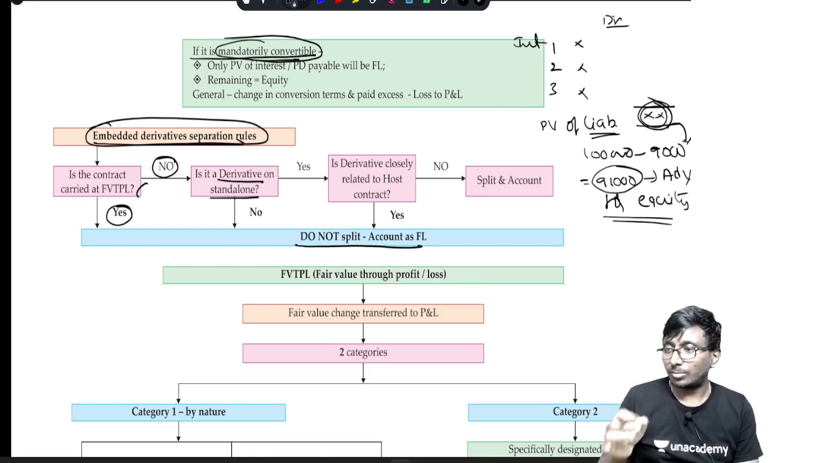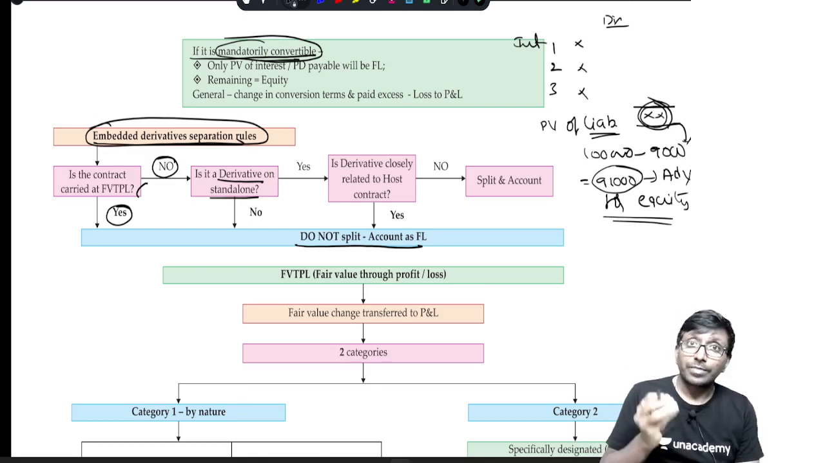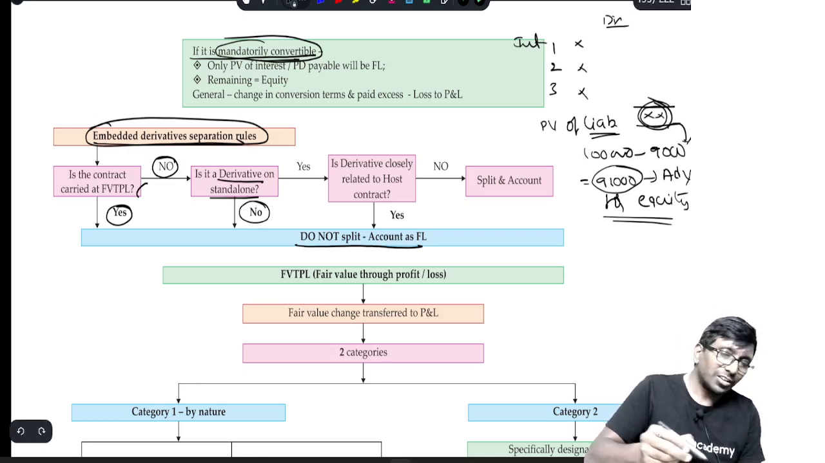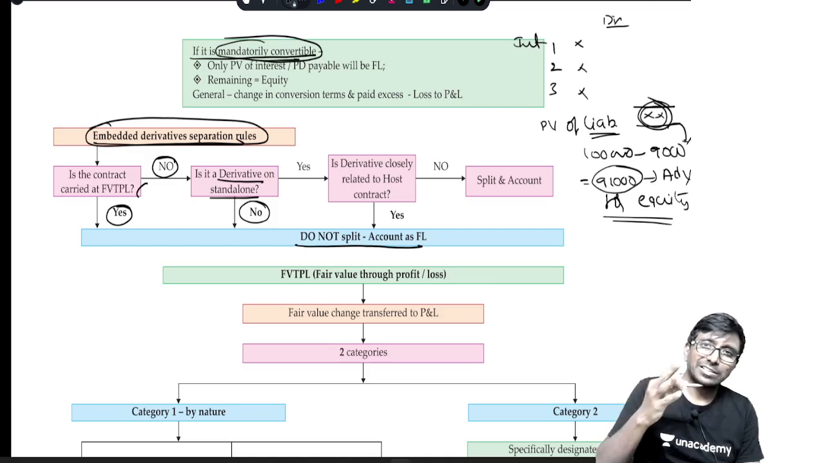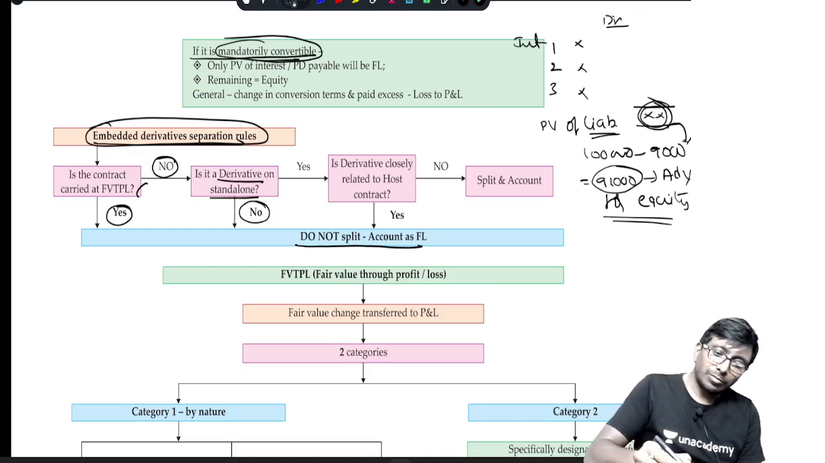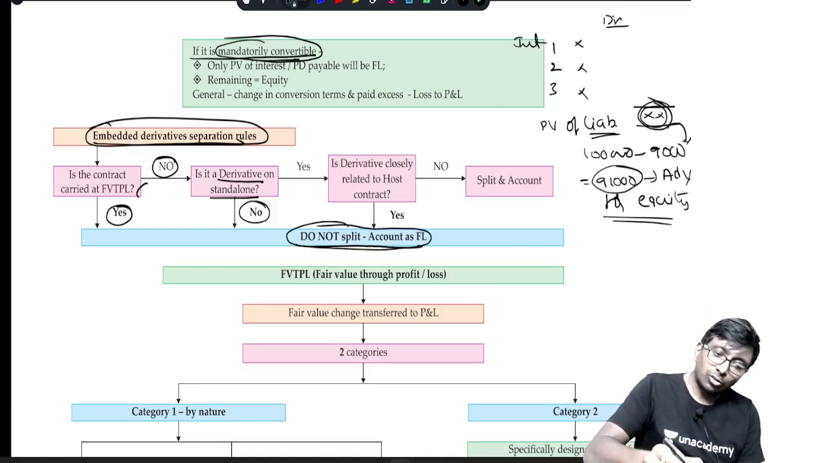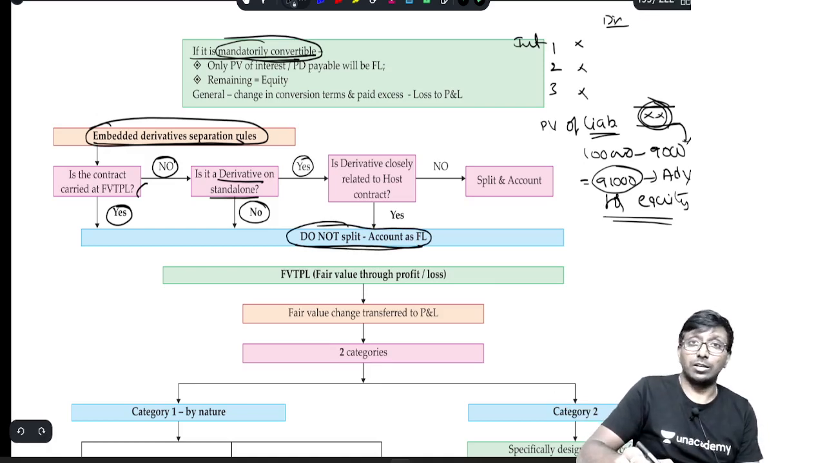On its stand-alone basis, is it a contract? Is it available? Available, sir. If you say no, not available, such contracts are only theoretical. Not available means what is there to split then? Don't split it. But yes, such things are available.